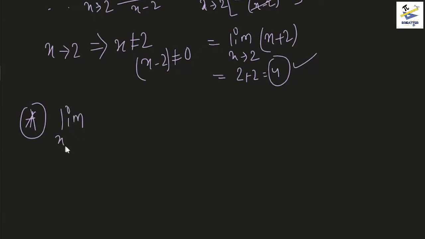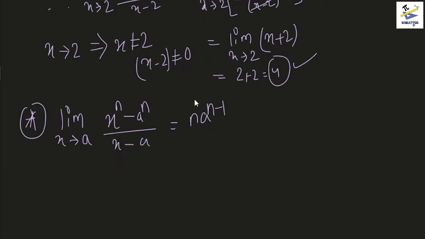Firstly, a note in this regard: if you have the limit as x tends to a, where a is a real number, of x to the power n minus a to the power n by x minus a, limits of this form have a general answer, and it is n into a to the power n minus 1.